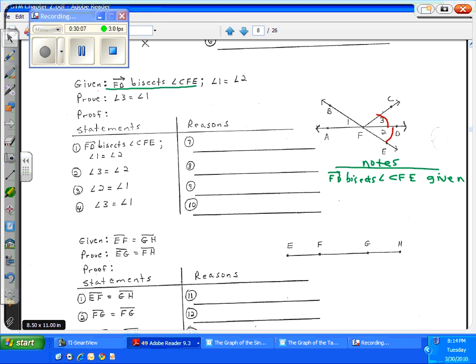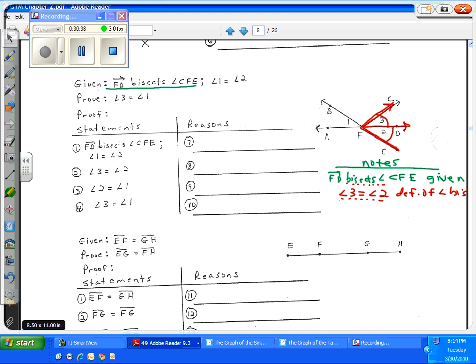two equal angles, when it says that ray FD bisects angle CFE. What you get out of an angle bisector is two equal angles. I would mark that angle 3 is equal to angle 2. And I would say that angle 3 is equal to angle 2. And my reason would be, since I have the word and what you get out of it, definition of an angle bisector.